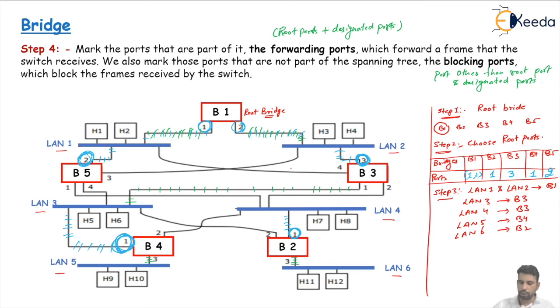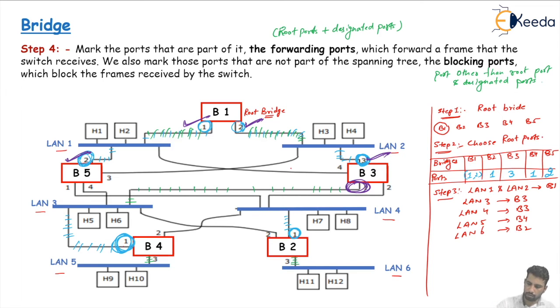You see here what we chose. If this mark is visible to you, this one is bridge number 1, with port number 1 and port number 2 as the root port as well as the designated ports. For bridge number 5, we have root port, port number 2. For bridge number 3, we have root port, port number 3, and designated port, port number 1. This means for bridge number 3, port number 2 and port number 4 are the blocking ports.